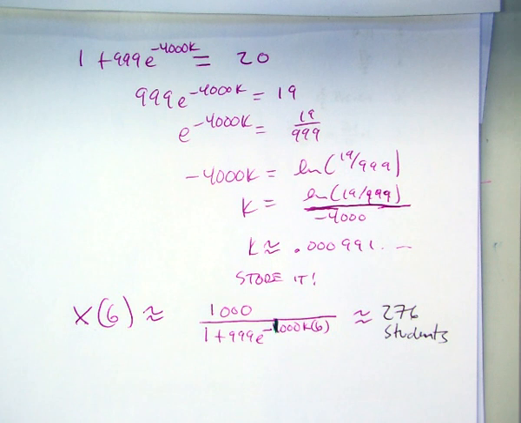And again, this is a great model for this kind of scenario because, if you're talking about a school or a population that has 1,000, at some point that rate at which students get infected is going to start to slow down a little bit once most of the population is infected.